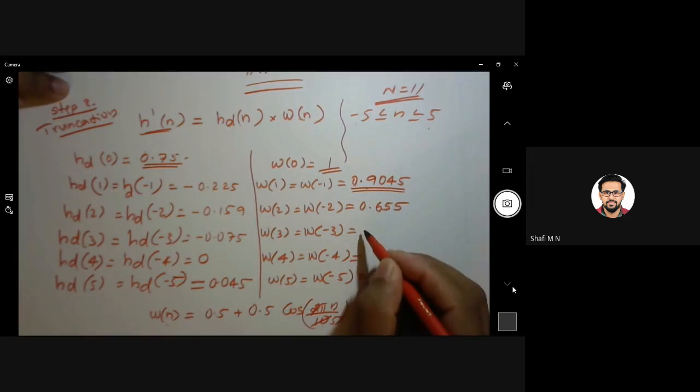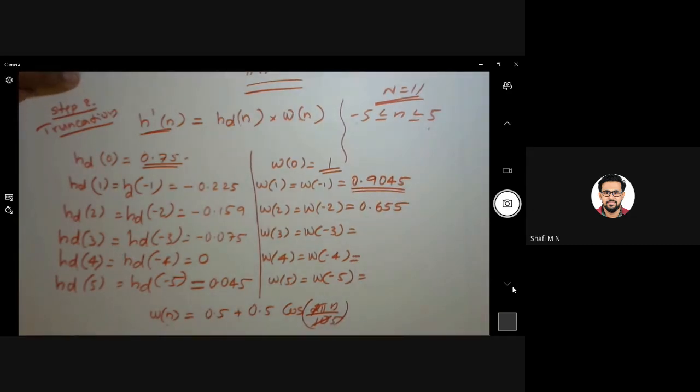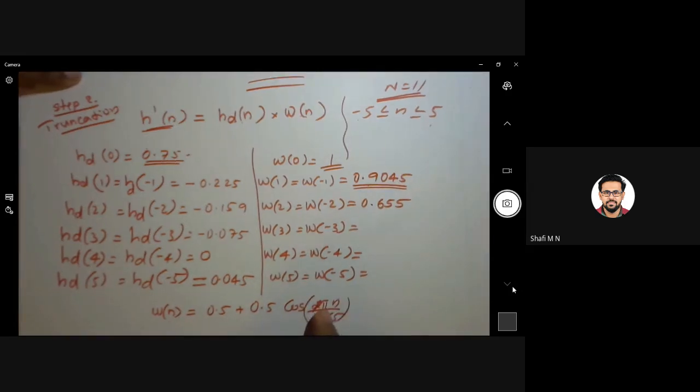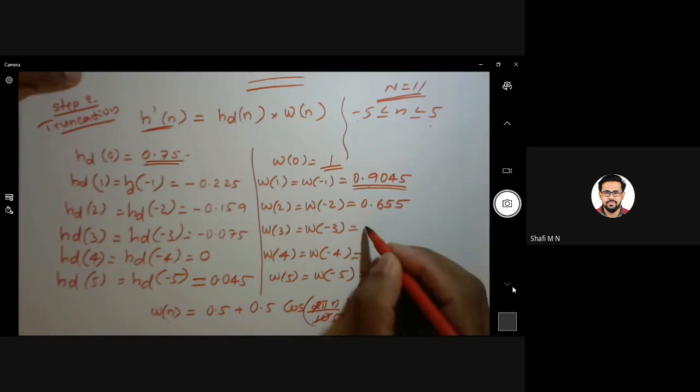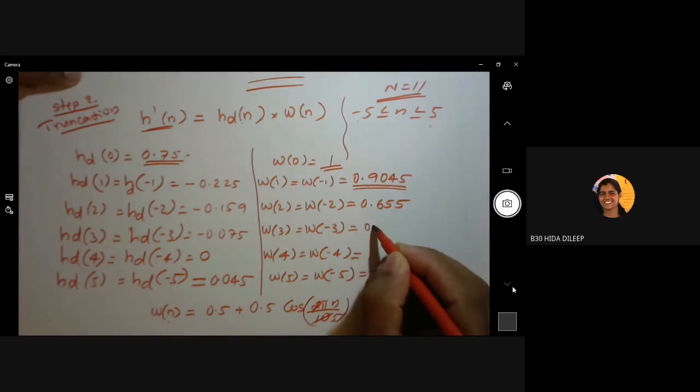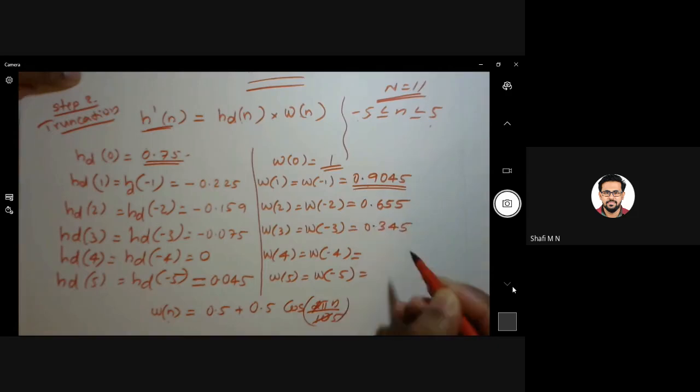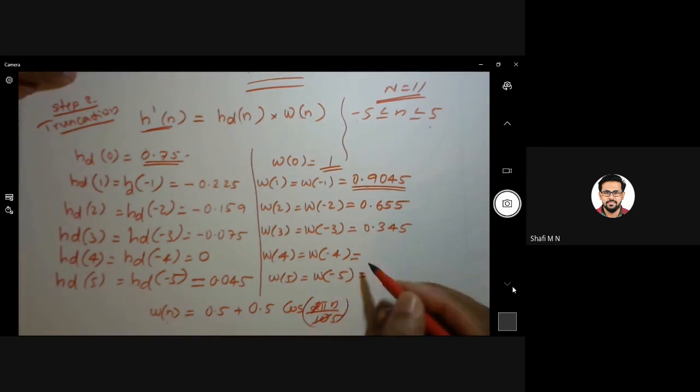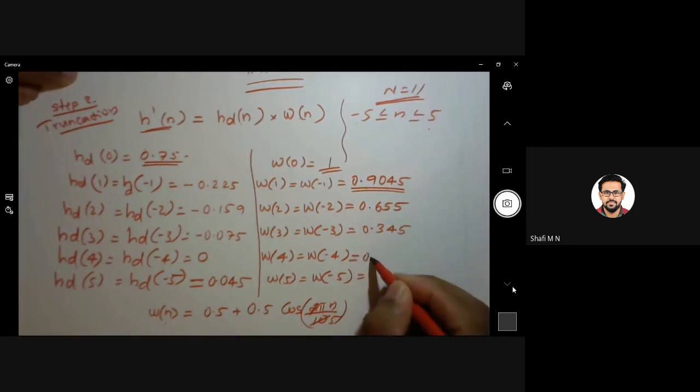Next one. All of you do that, just to practice calculating the window values. w of 3, substitute n equal to 3. So here you will have cos 3 pi by 5. Find the value of cos 3 pi by 5 into 0.5 plus 0.5. Tell me the answer. 0.345. 0.345. Now w of 4 next. That will be 0.0945. Okay. And the last value will be 0.